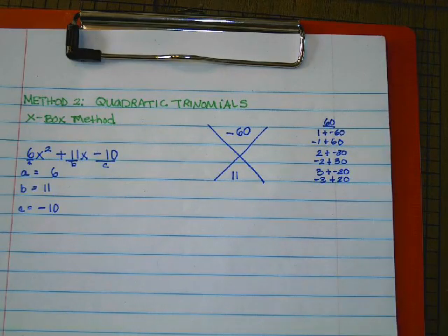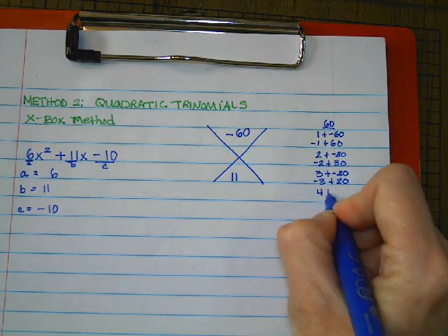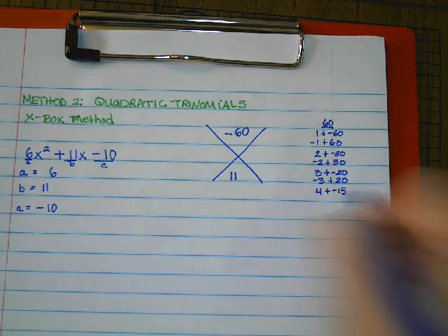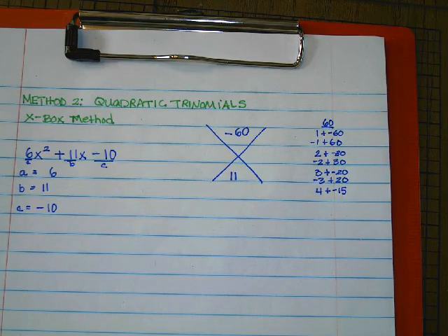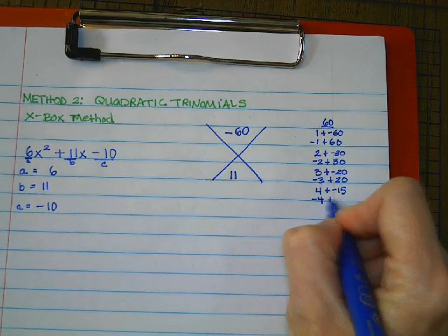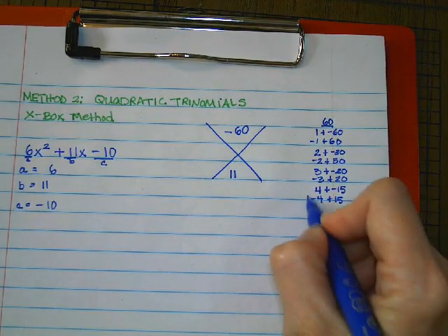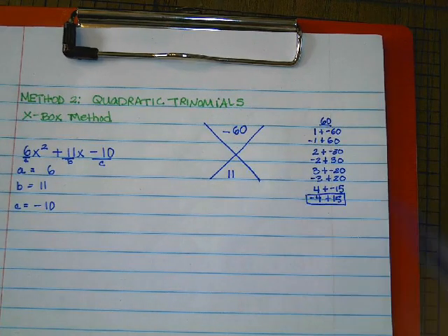Would that be equal to 11? No. Then we're going to ask ourselves, is 60 divisible by 4? And it is. So we're going to ask ourselves, is 4 plus -15 equal to 11? Close, -11. So what if we did -4 plus 15? That's the answer we're looking for. This is the humdinger right there.